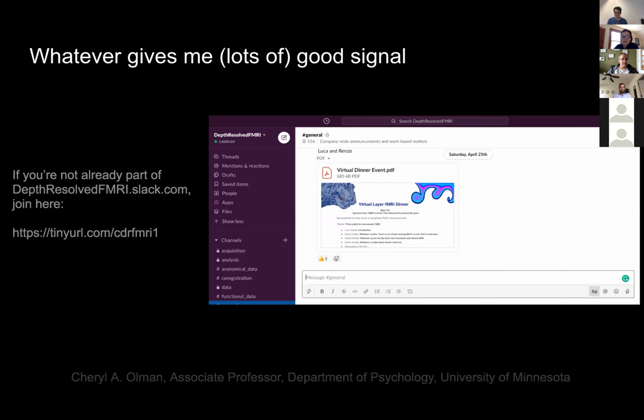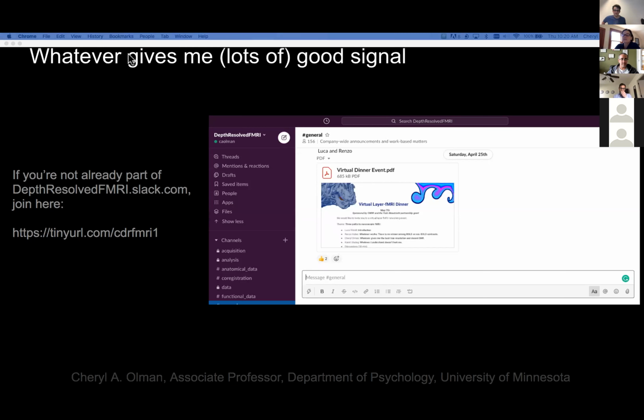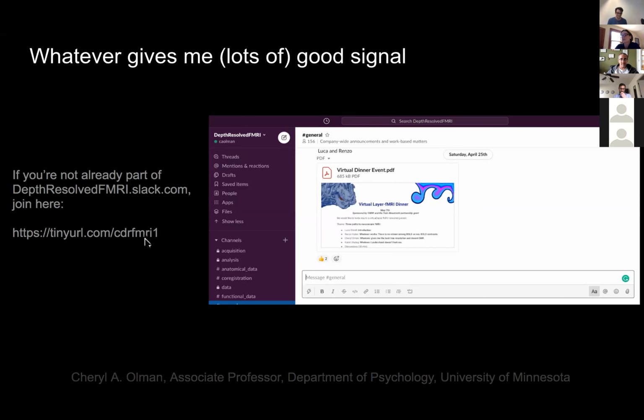And so my job for the next few minutes is to talk about a few of the things that I do in order to characterize my data and decide which acquisition is the right one for a particular experiment.